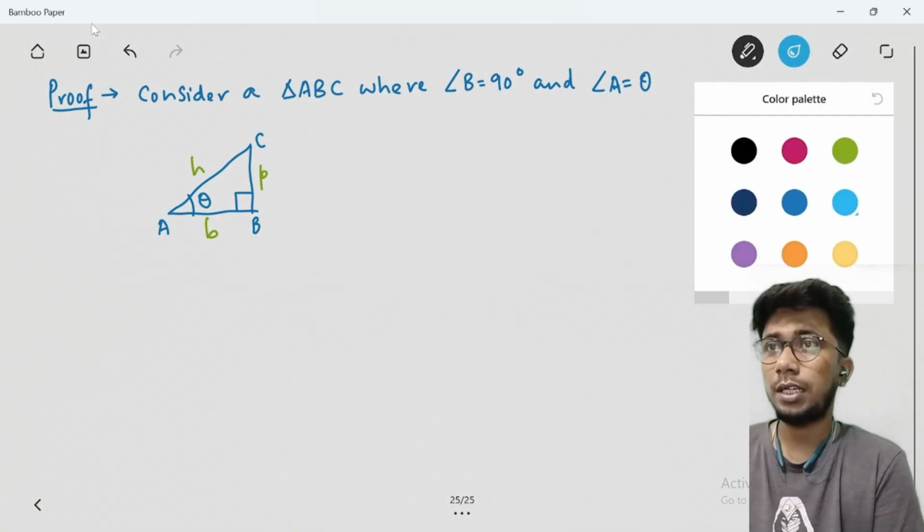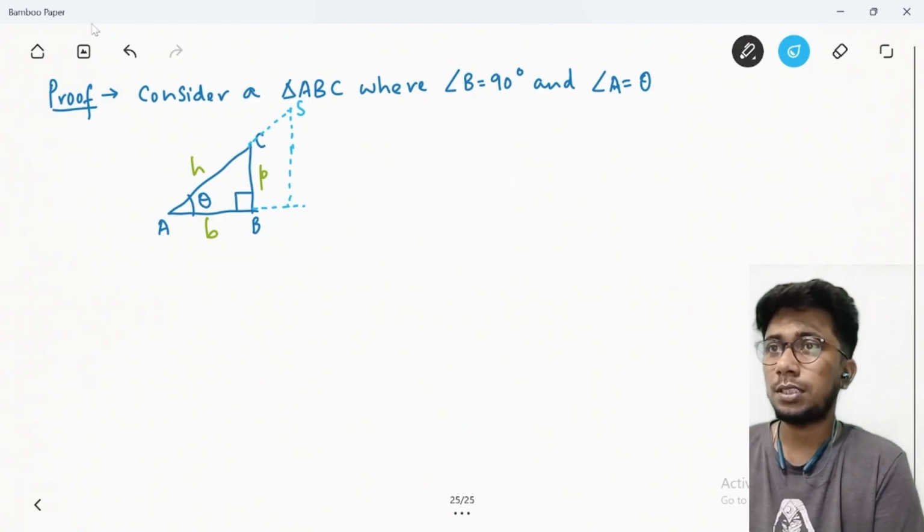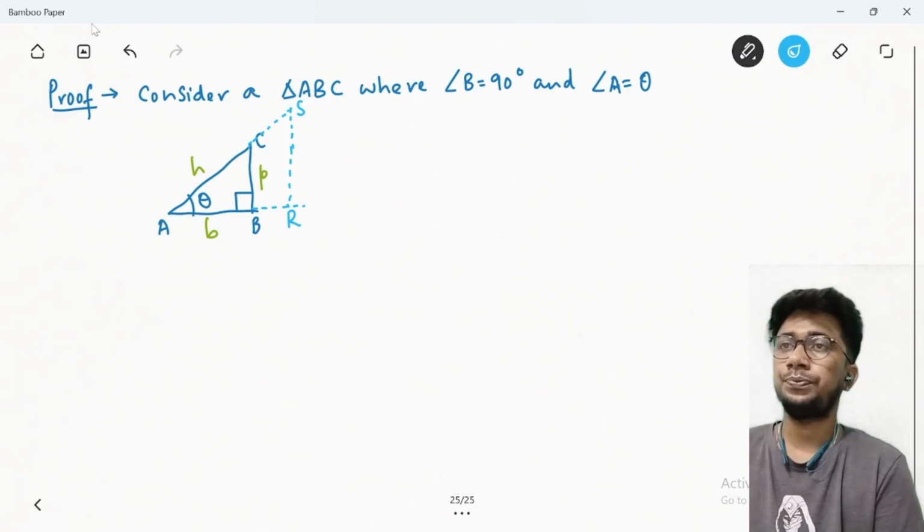Now let's extend this AC to some point and also extend this AB. Let's name this point as S, and then draw a perpendicular from S on this AB extended. Fine. Let's name it R.